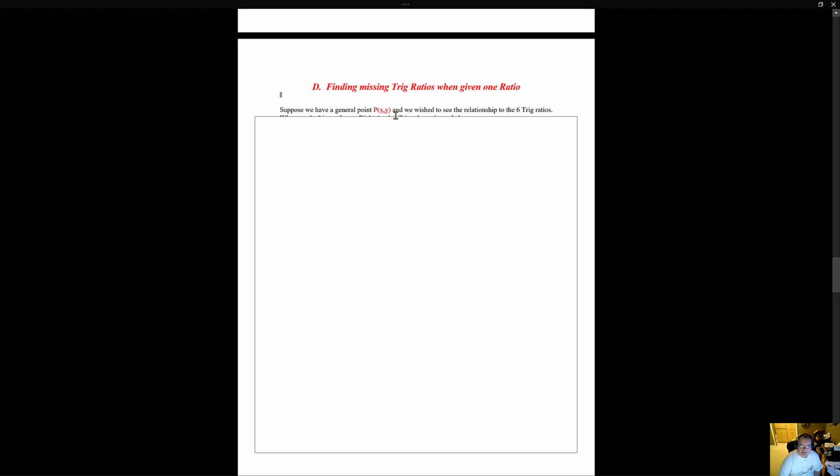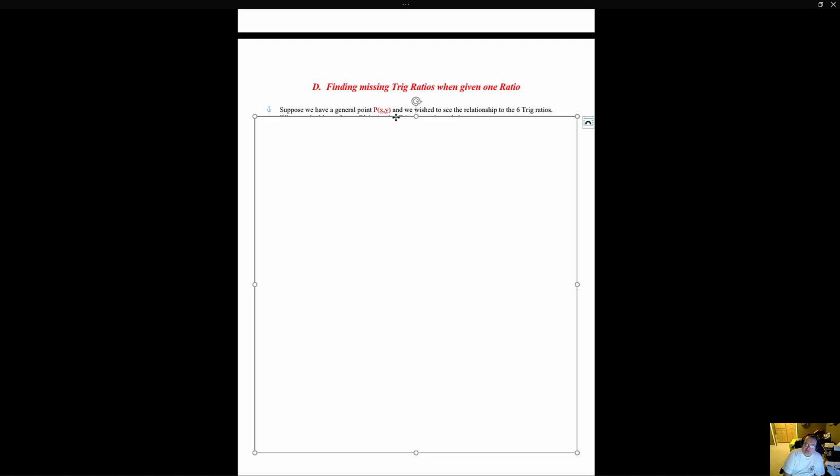Well, hello everyone. We're continuing with section 6.3. Now we're going to look at a specific new type of problem. Suppose you want to find the other 5 trig ratios when you're only given one. So suppose you're told that the sine of theta is 3/19 or cosine of theta is -3/4 or something.